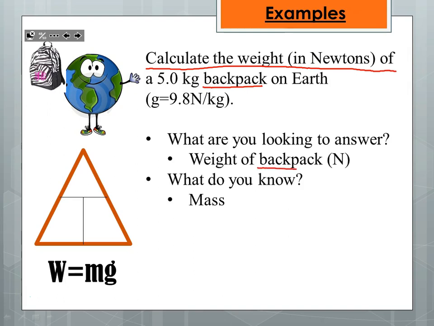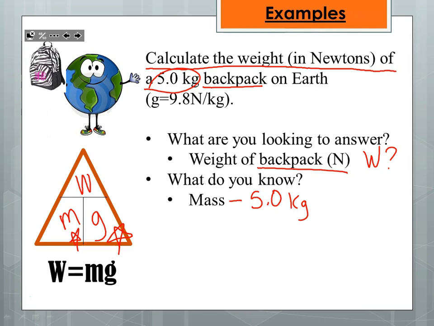If I'm looking for the weight of the backpack, I know I'm going to use the equation weight equals mass times gravity, because I'm just looking for big W. To find W, I need to know what mass is and what gravity is. It tells me my mass is 5.0 kilograms, so I've got one variable. Now I need to figure out what gravity is, and it tells me that on Earth, gravity equals 9.8 newtons per kilogram.